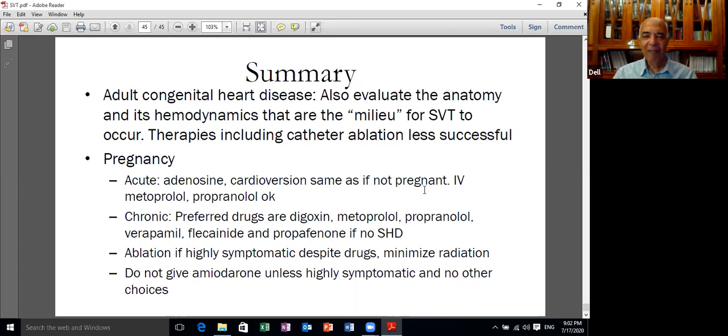But before that, if you find another tachycardia, the treatment will be treatment of that tachycardia.